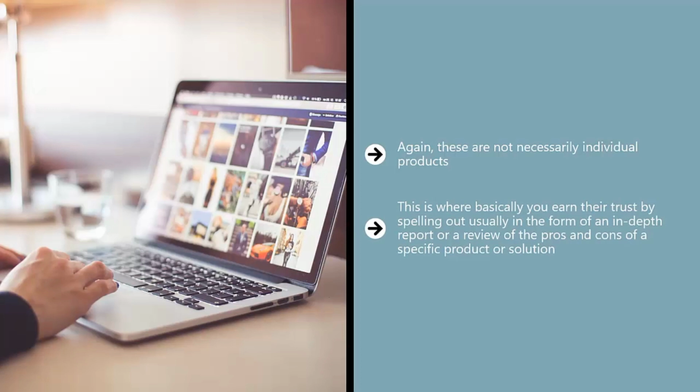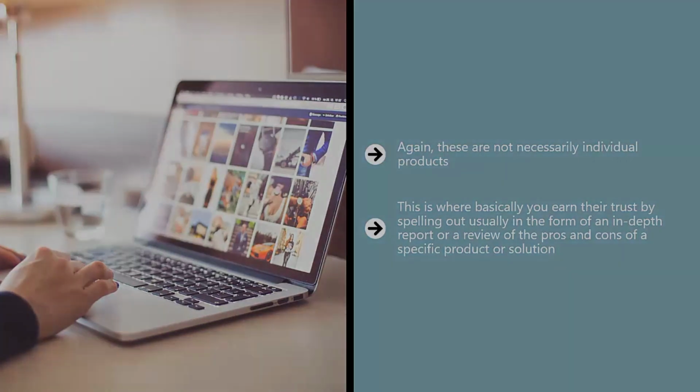This is where basically you earn their trust by spelling out, usually in the form of an in-depth report or a review, the pros and cons of a specific product or solution. From here, you can then convert them. You can link them to a conversion funnel, or you can get them to sign up to a mailing list.